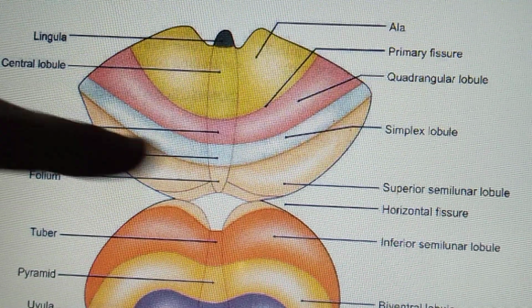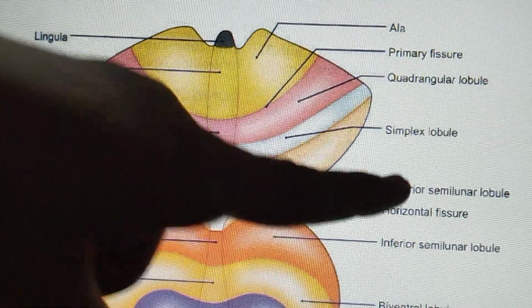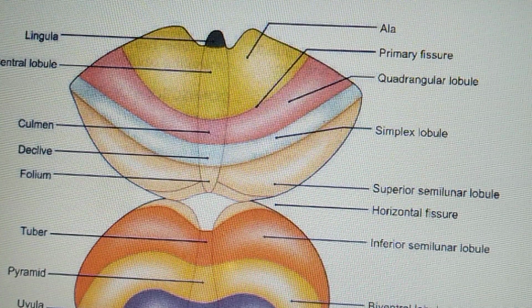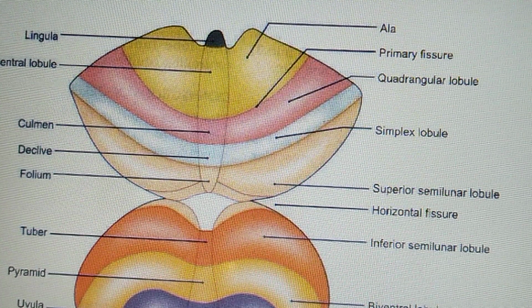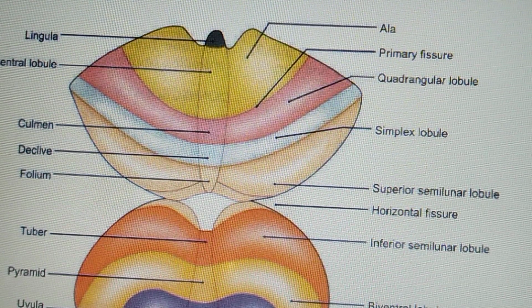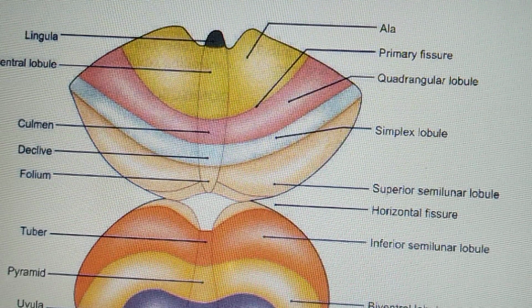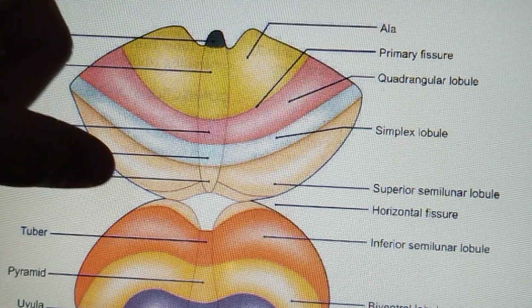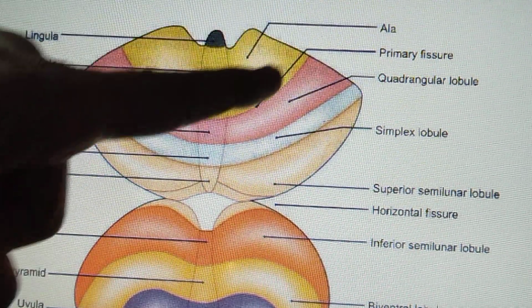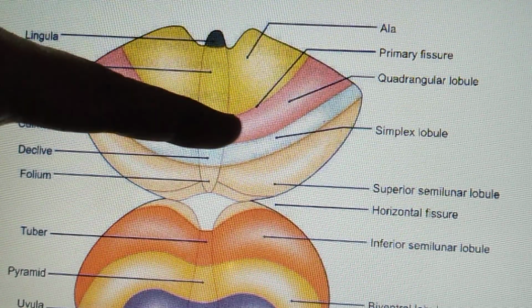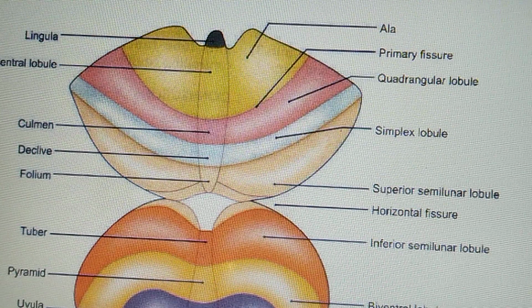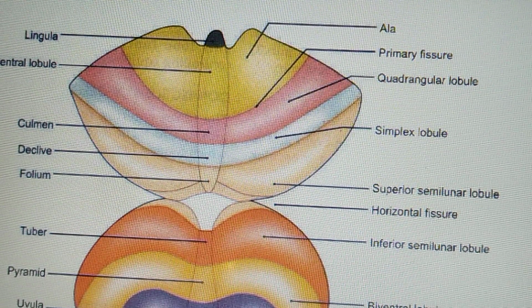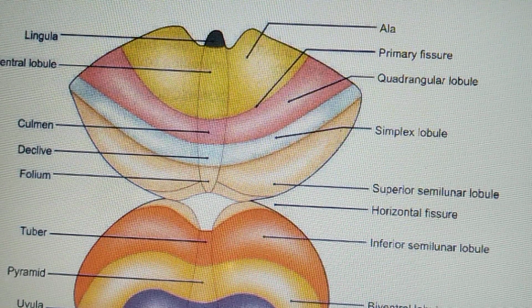One is the horizontal fissure, which you can see here. It separates the superior surface from the inferior surface. Then comes the primary fissure or fissura prima, which separates the anterior lobe from the middle or posterior lobe on the superior surface of the cerebellum. Then comes the posterolateral fissure, which separates the middle lobe from the flocculonodular lobe on the inferior surface.